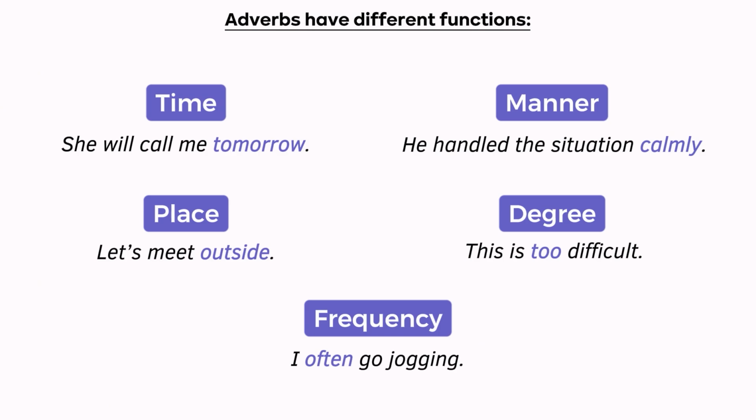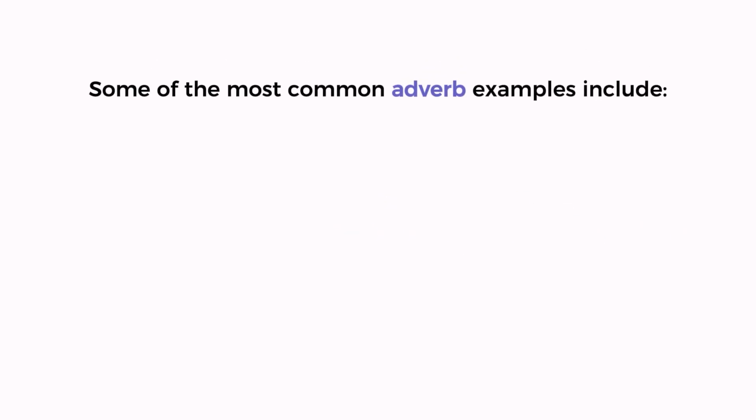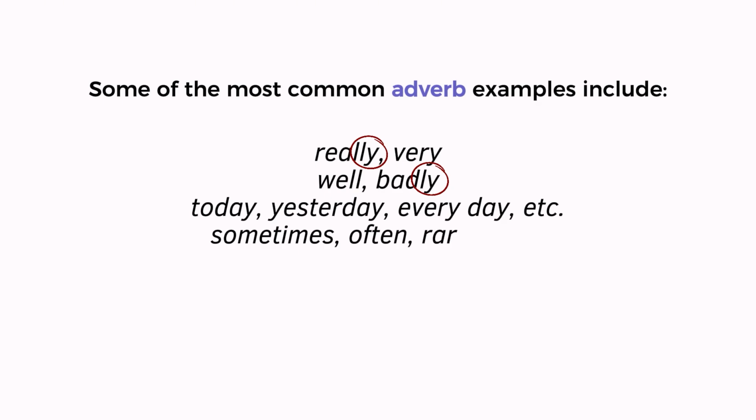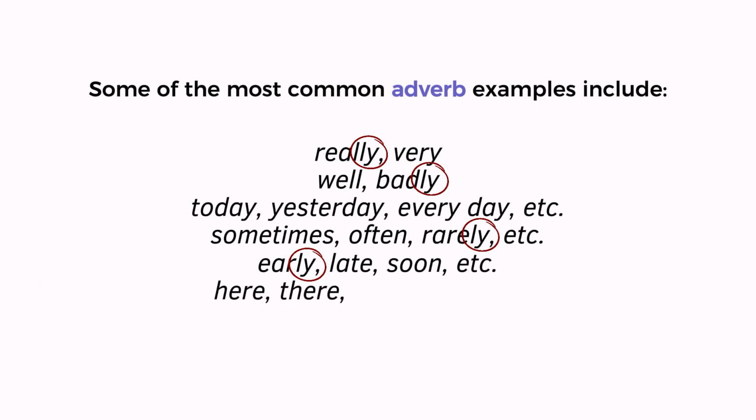Adverbs can be recognised because they usually end in -ly, but not always. Some of the most common adverb examples include really, very, well, badly, today, yesterday, every day, etc. Sometimes, often, rarely, etc. Early, late, soon, etc. Here, there, everywhere, etc.